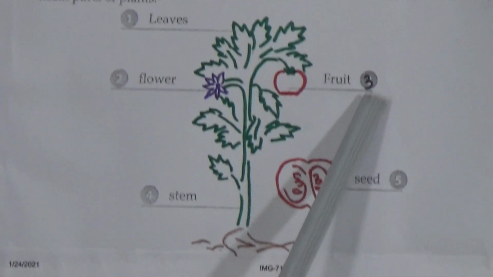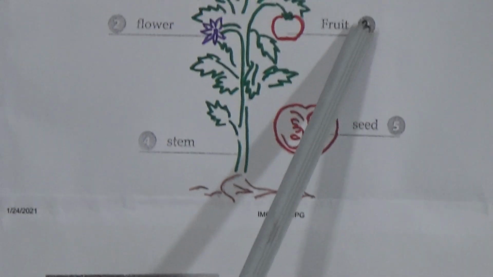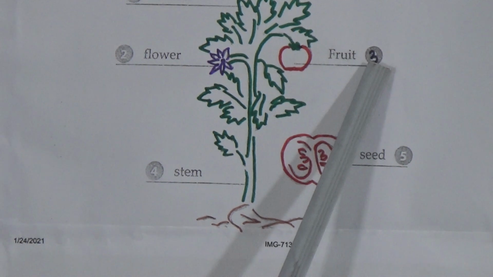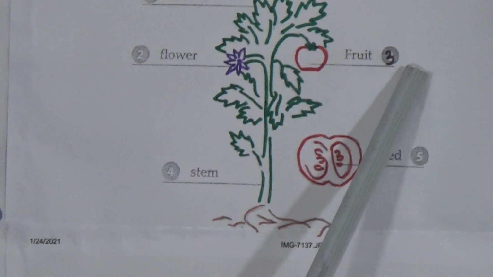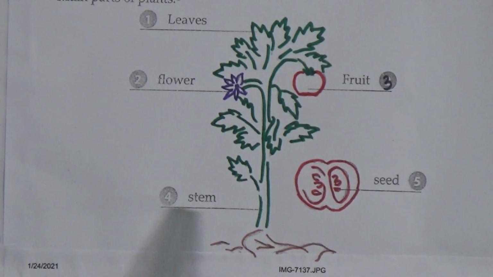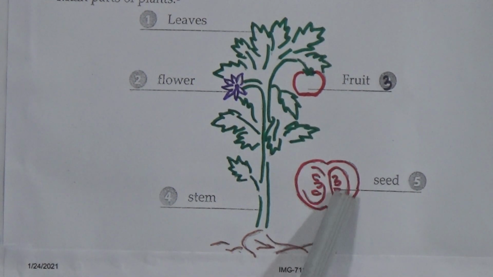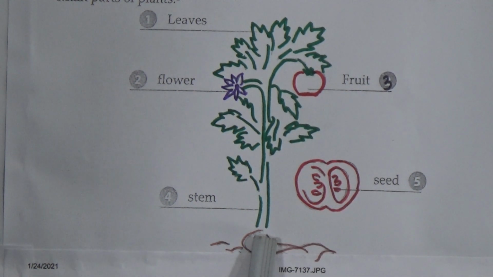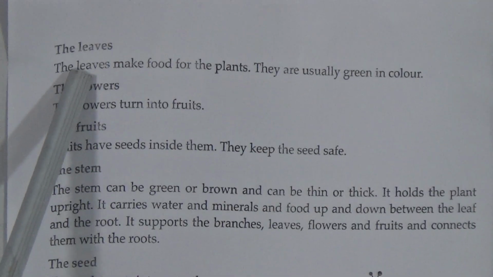Dear students, correct this in your book, there is a printing mistake. It is written as 2, it will be 3. The fruit is the third part of the plant. Now come to the fourth part, that is the stem, and the last one is seed, which is inside the fruit, and this one is the root of the plant. Now come to the description of the parts of the plants on page number 13.